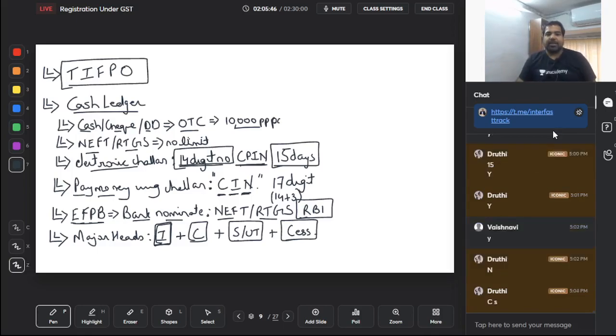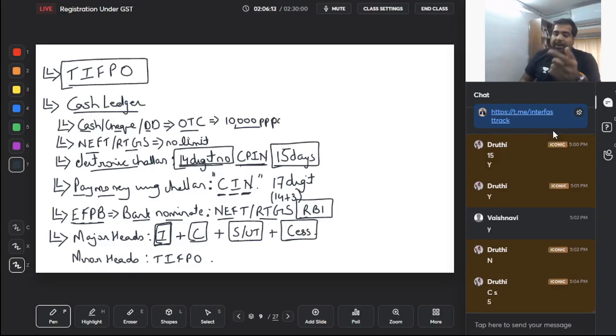Yes, 4 major heads. And under each major head, there are 5 minor heads called TIFPO. So under IGST, can you pay tax, interest, fees, penalty, others? Yes. Under S also, under C also, under cess also. So how many, guys? It's almost like a family. How many flats on one floor? 4 flats. And in each flat how many members? 5 members. Same way, how many major heads? 4, and in each major head how many minor heads? 5 minor heads. And what is the minor head shortcut? TIFPO.